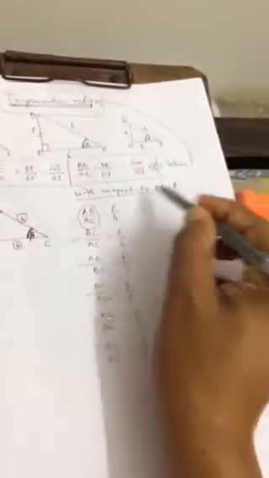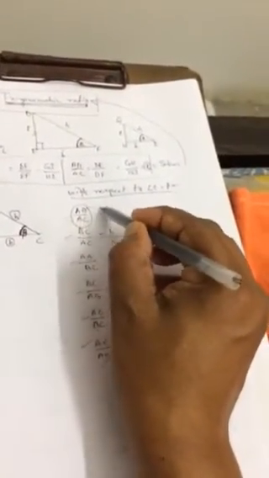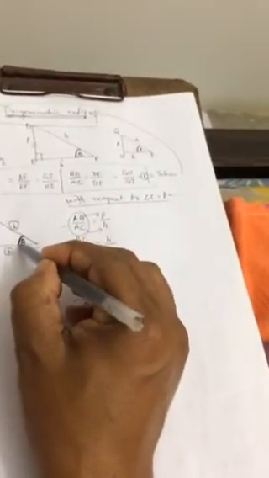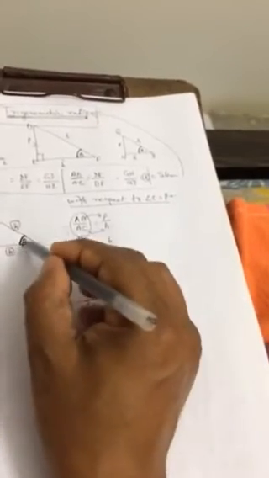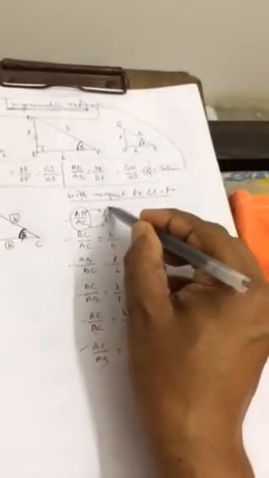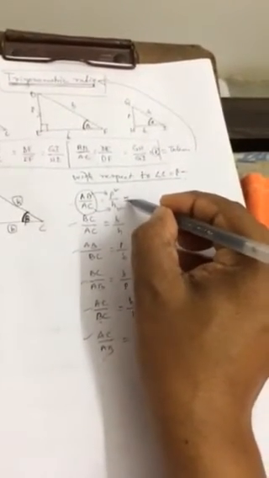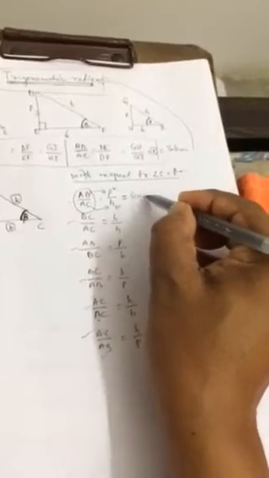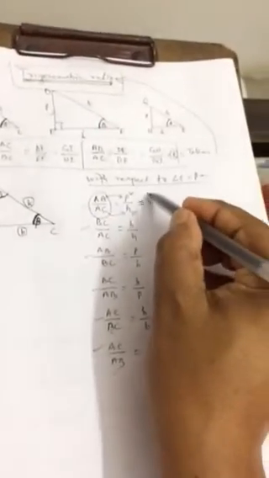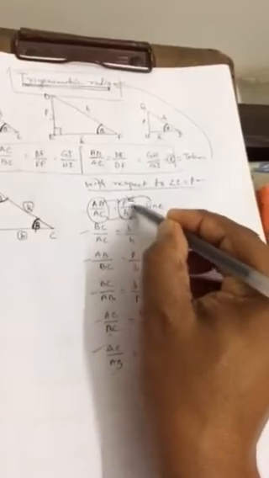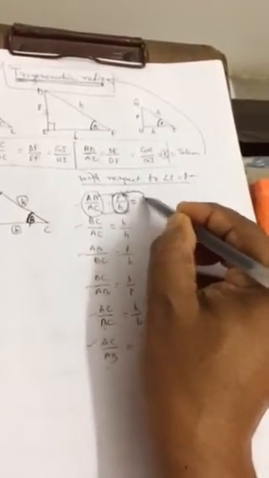So you always remember that with respect to beta, AB is perpendicular and AC is hypotenuse. The ratio of perpendicular and hypotenuse is denoted by one identity, that is sine. This is the formula of sine. You always remember that the ratio of perpendicular and hypotenuse is known as sine.